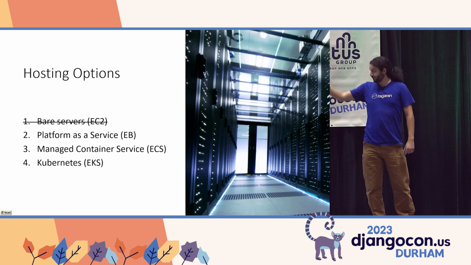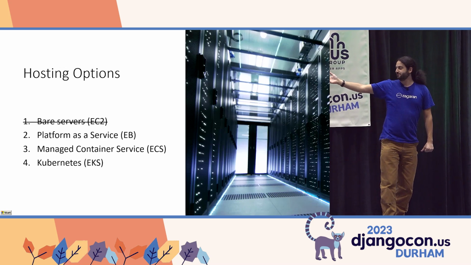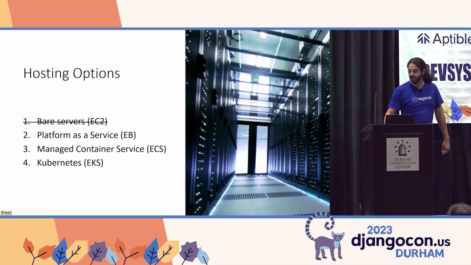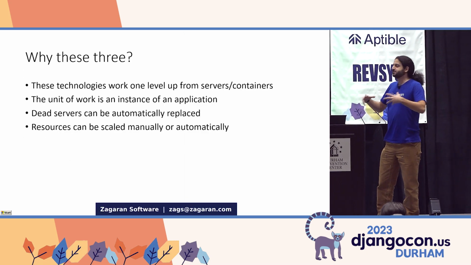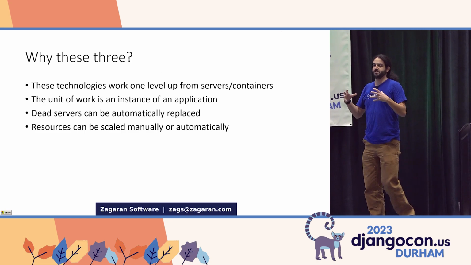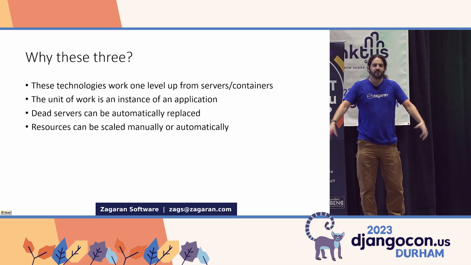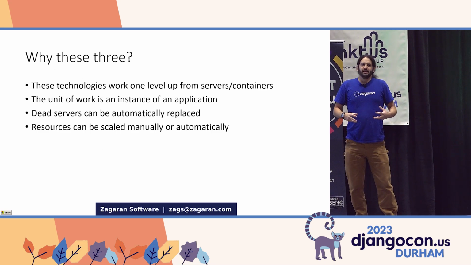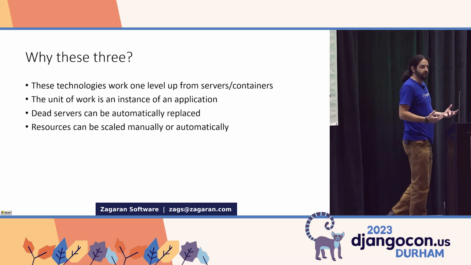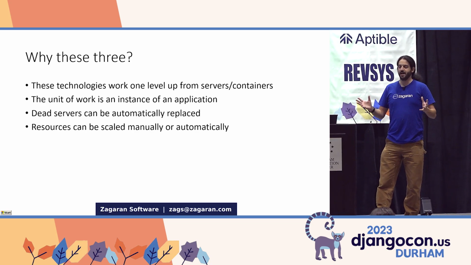So the 3 options I want to give you are platform as a service, on Amazon, this is Elastic Beanstalk. Managed container services, on Amazon, this is ECS, and Kubernetes, which Amazon has a hosted version of called EKS. Now, why these three is because these three work a level more abstract than a server. These three technologies are working on a running instance of your application. That's the unit of work. And they're going to manage the servers for you. In order to do this, you need to tell these technologies how to set up a server. You need to give them all of the information for how a server gets built to run your application. But once you do that, magic.